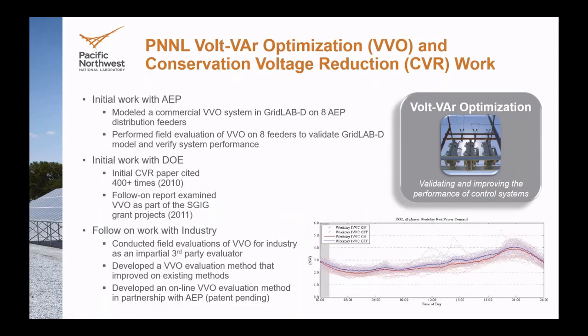Volt-VAR optimization. This is a project we did with the American Electric Power company. They were evaluating a commercially available Volt-VAR optimization scheme, and they wanted to see what kind of benefits they would get from it. In GridLAB-D, we took their feeders, modeled them, and did some annual analysis to see what kind of energy savings and what kind of peak reduction they would get by deploying this technology. This project was very nice.